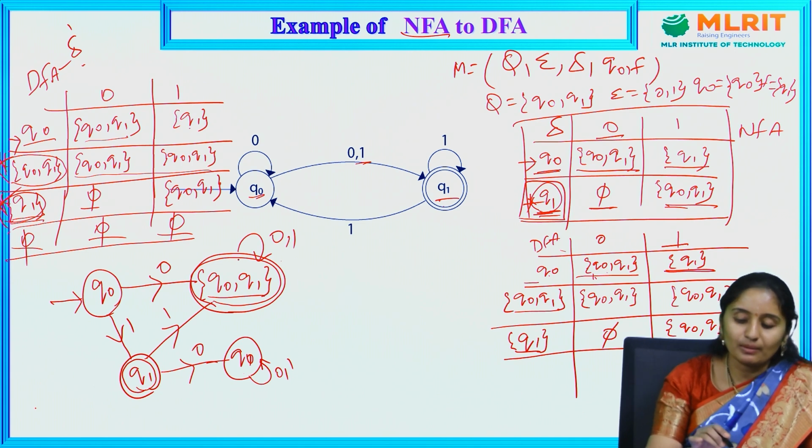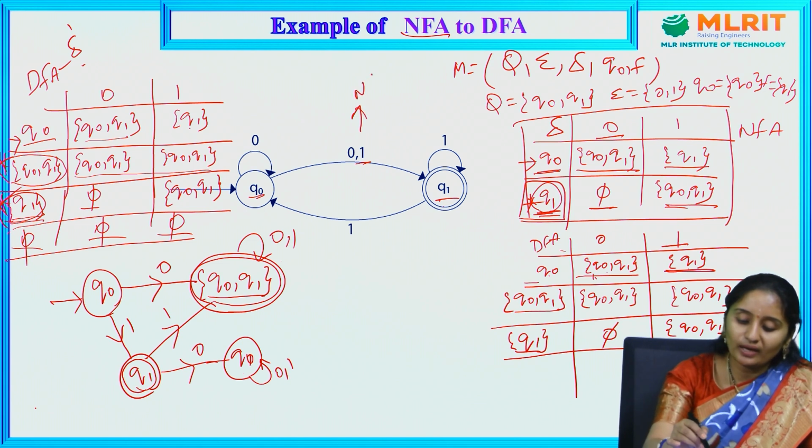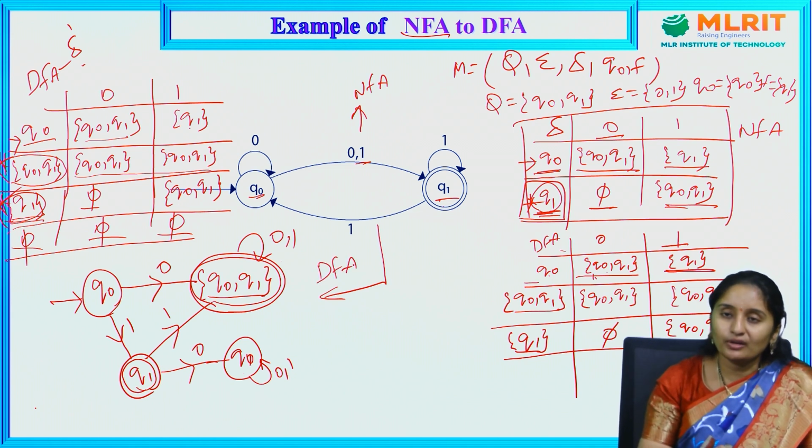So this is the given NFA, and this is the DFA diagram. Now we are going to convert this NFA to DFA. That is possible, but DFA to NFA is not possible.